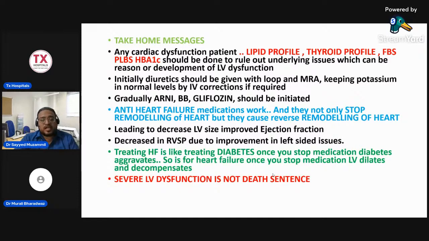And also with this case, I want to tell that this patient is under follow-up since 4 or 5 years, and he is doing well and he is on all medication. Severe LV dysfunction is not a death sentence. We should not think that, oh, severe LV dysfunction, what will happen to this patient? No, there is always hope for the patient. You should treat the heart failure, and there are many chances that their LV function will improve, their symptoms will improve. We should not abandon any patient if we see that he is having severe LV dysfunction.